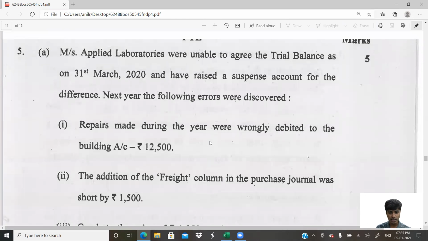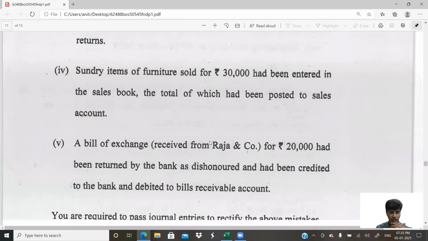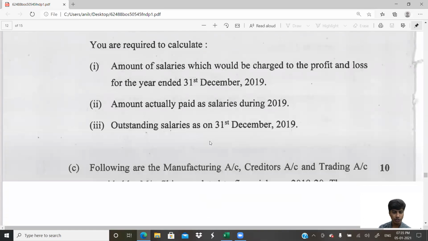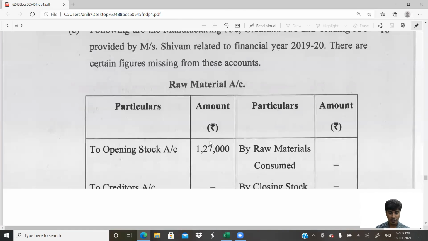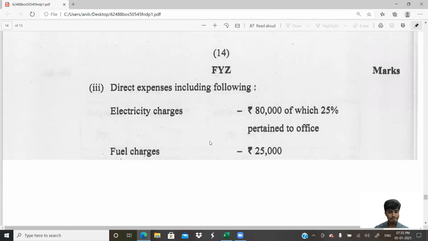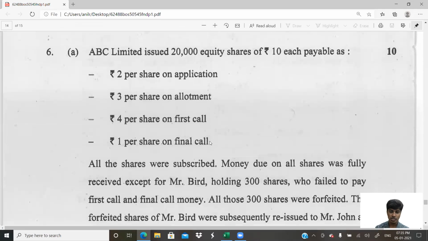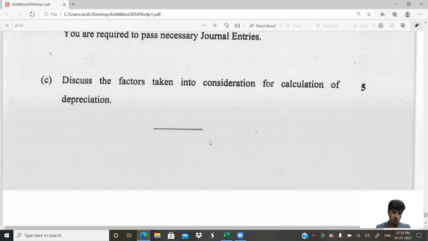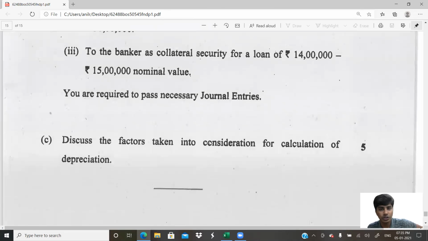Question number 5 has rectification of errors 5A, followed by 5B, which is computation of salary, looks like an NPO question, followed by question number 5C, which is on manufacturing account. Then we'll have question number 6, which is company accounts, issue of shares. Question number 6B deals with debentures issue, and question number 6C is a theory question. So that would not be a long one. That would be a question which will go for an hour again. So let's have another part.